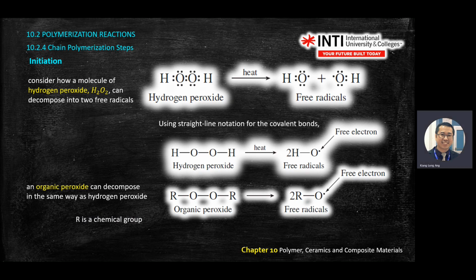And then what else? There are other organic peroxides besides hydrogen peroxide. As long as you have a peroxide, you have OO at the center and then other things. The R here is another group, either a ring or something. Then you will get a free radical also.